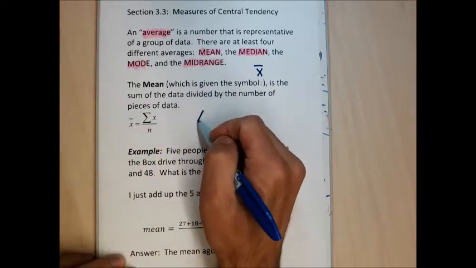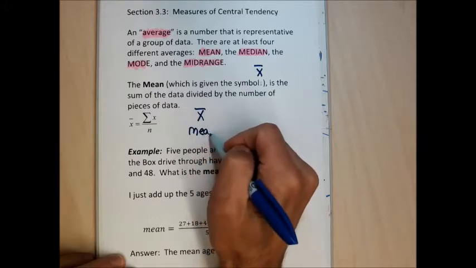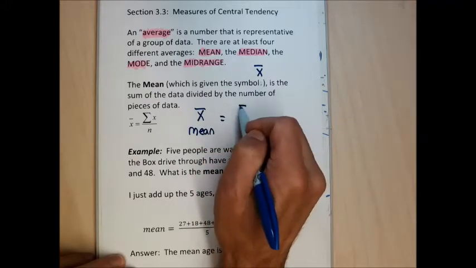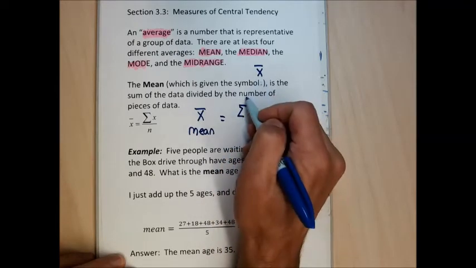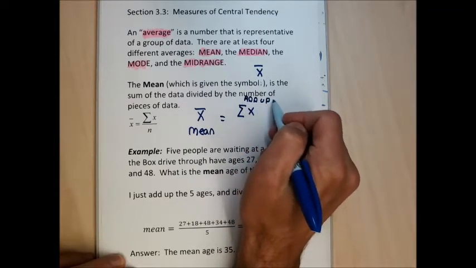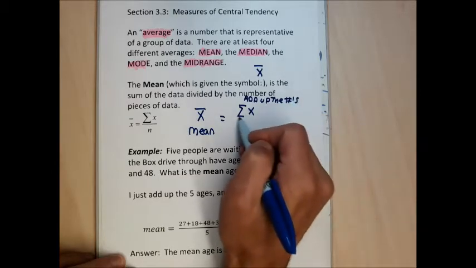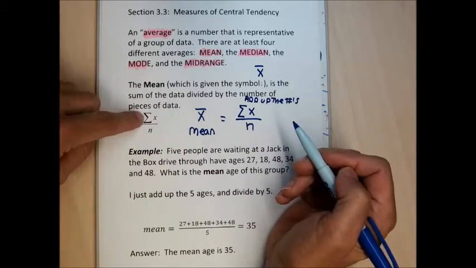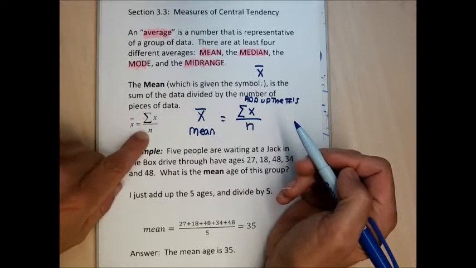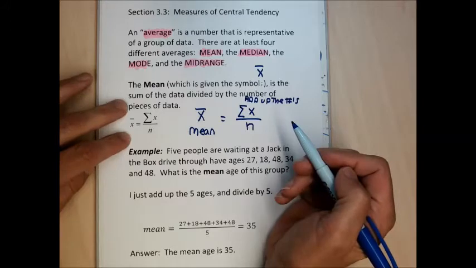This says the mean equals, and this symbol right here, this capital Greek sigma, means to sum the numbers. So this means to add up the numbers and then divide by the number of numbers. So this says the mean equals adding up all the data, or the sum of all the data, divided by the number of all the pieces. So this is a fancy formula, and we don't really need to have that symbol memorized.